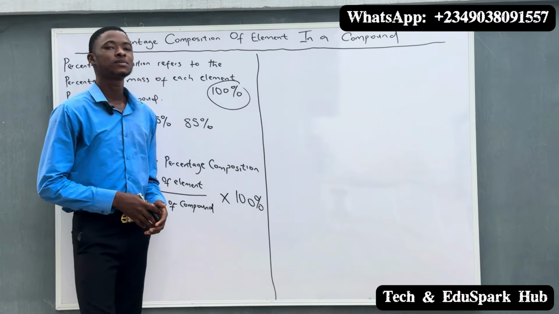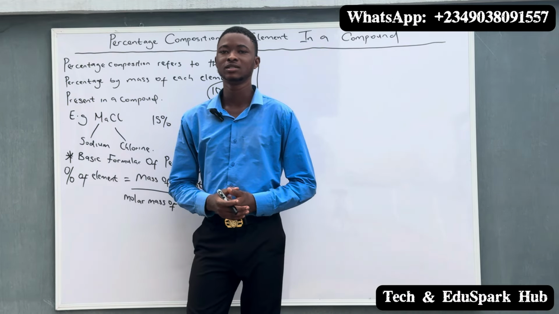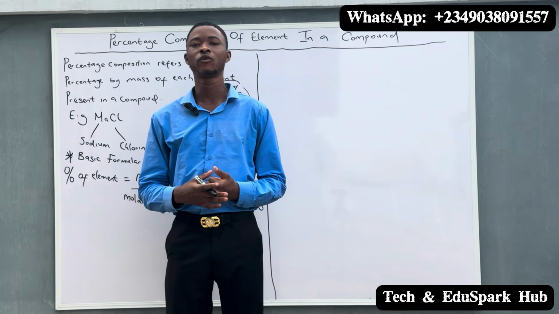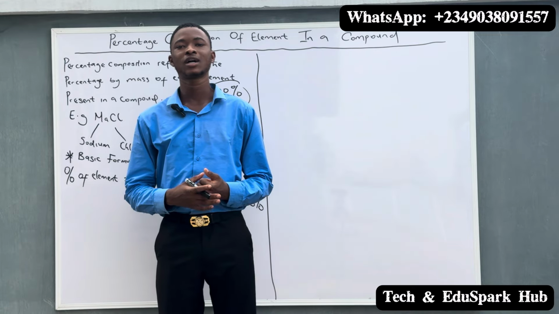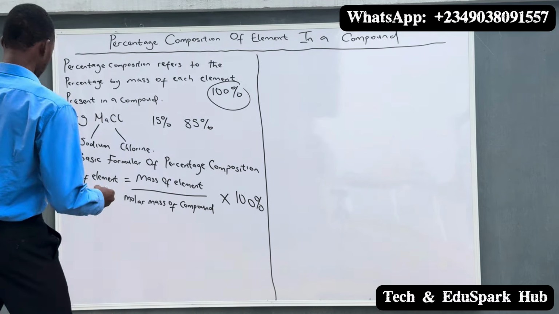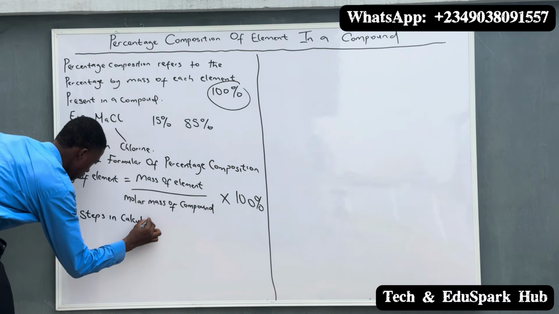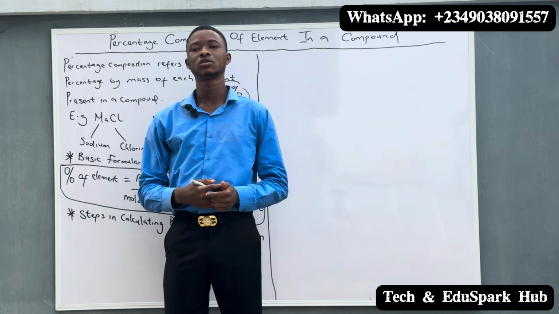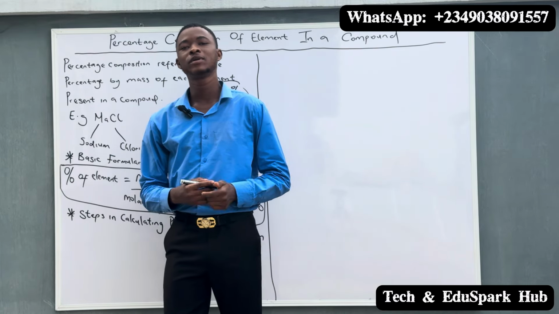So we have steps by steps in solving this percentage composition of elements. I'll be writing the steps down because when we get to the calculation aspect, it is these steps that we follow to solve our questions. So let me just write the steps down. So here are the steps to follow when solving questions under the percentage composition of elements. The first step is to write the correct chemical formula. So let's write that as step 1.